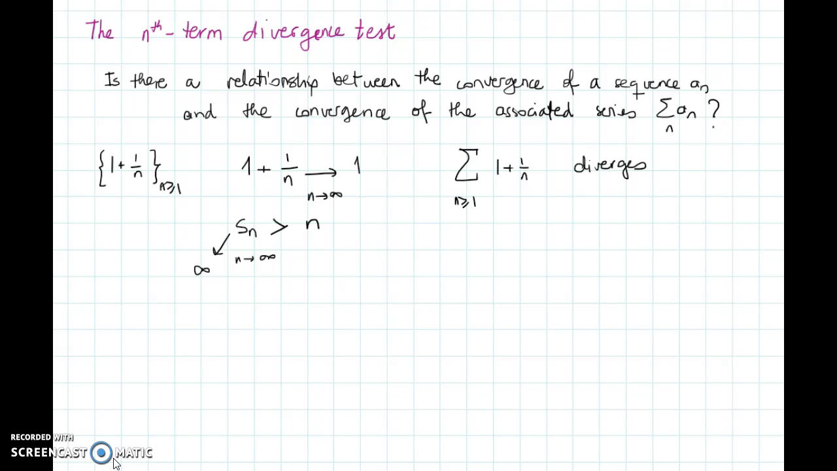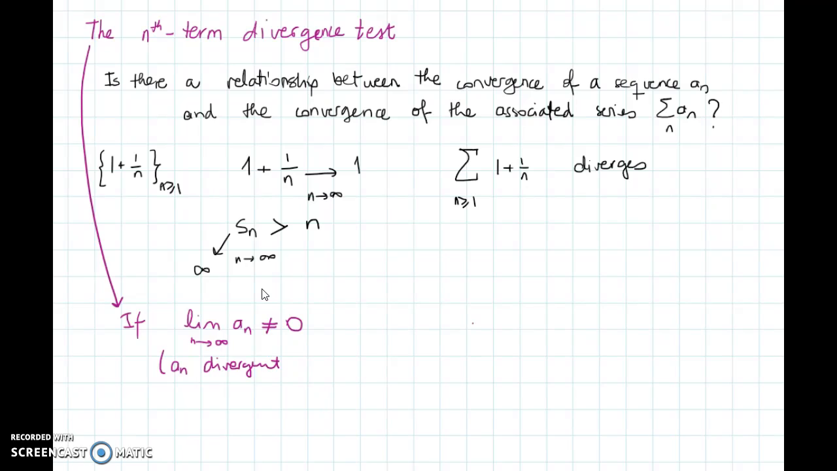In fact, what the n-term divergence test says is that if we have a sequence and the limit is not 0, then the associated series cannot be convergent. So let me write this here more precisely. If the limit of the sequence a_n is not 0, this includes the case that a_n does not converge, so a_n divergent, or the limit as n approaches infinity of the sequence is some value L which is different from 0. So if we are in this case, then the series associated to the sequence a_n is not convergent.